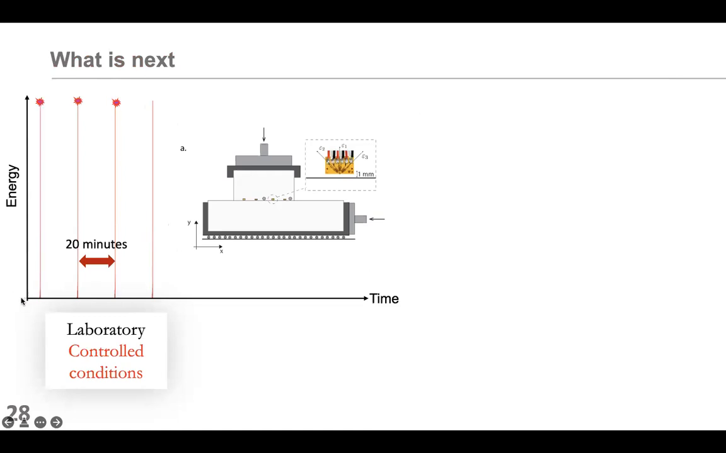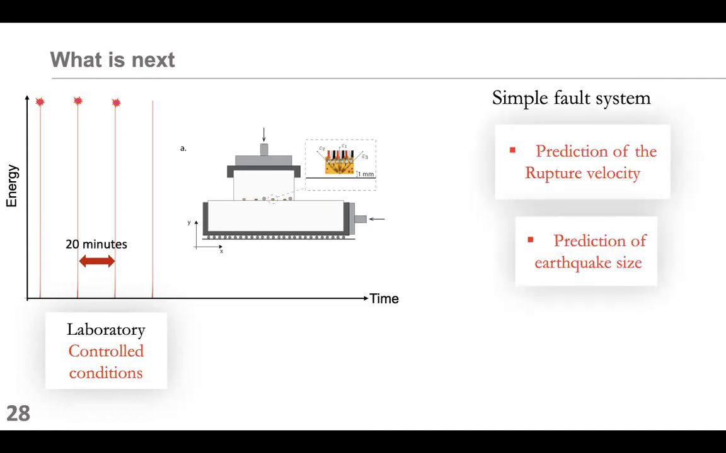And this allows us to analyze and to study regular release of energy, regular simple earthquakes that are expected to occur in the same form during the entire seismic cycle. And the advantage is that in the laboratory, we control most of the conditions, so we can have the details of the physics of rupture. So I showed you also that in this kind of simple fault, we are able to predict the evolution of the rupture velocity and to predict the size of the rupture that propagates during the stick slip events.